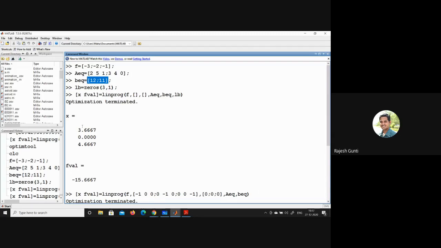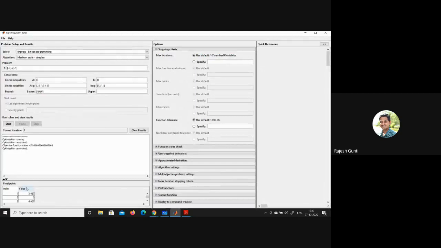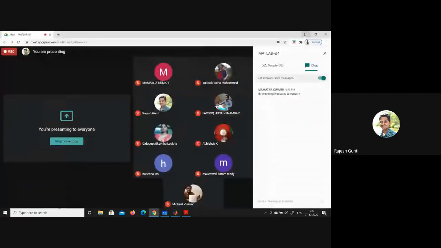15.667. This is x1, x2. Okay. And this is the way of using it. I am solving the same problem in different ways.